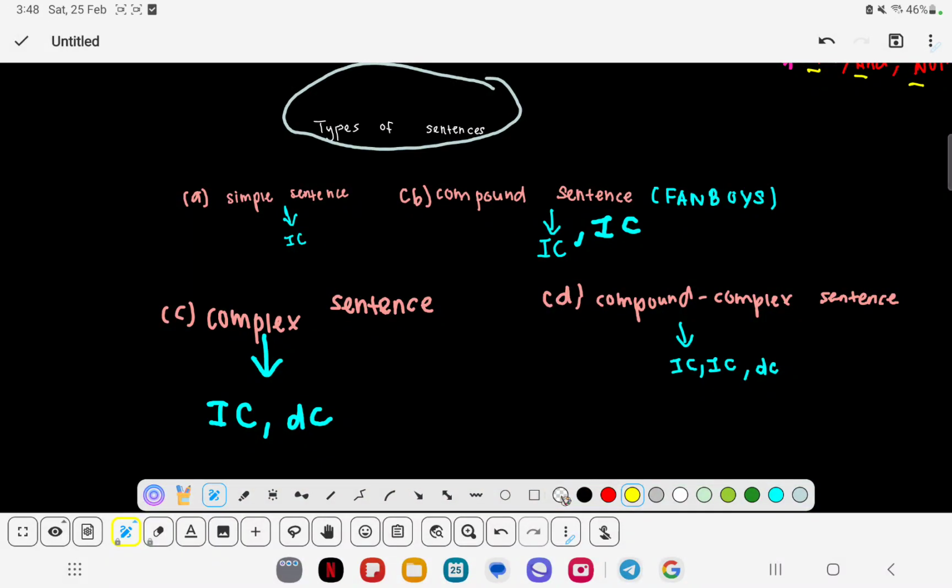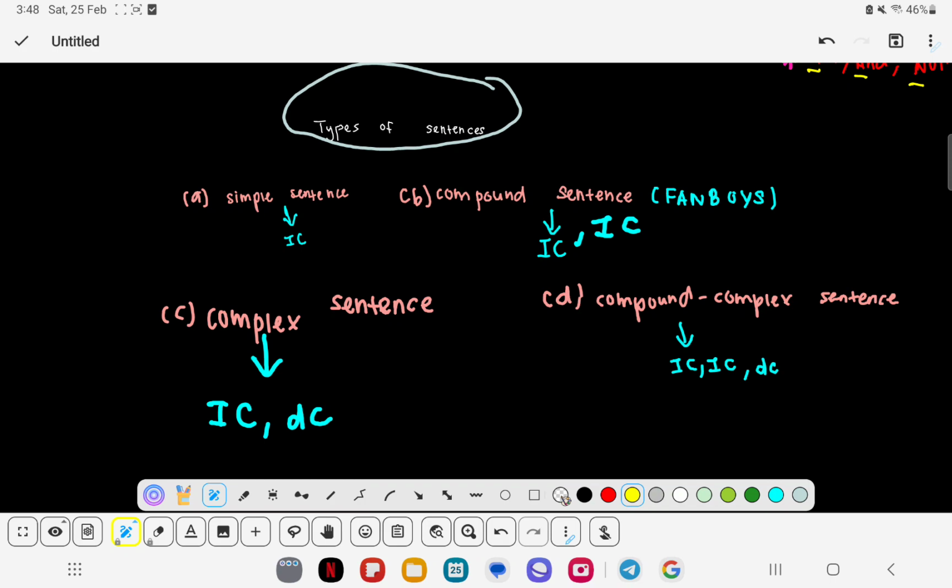Alright, good day class. Today we are going to learn about types of sentences. Before we start, we have four types. First, we have simple sentence. Second, we have compound sentence. Third, we have complex sentence. Number four, we have compound complex sentence.